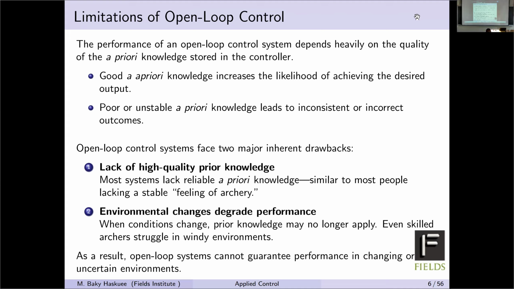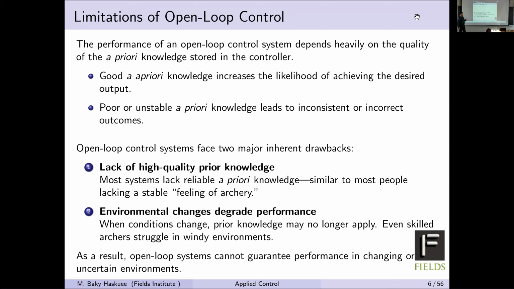So generally, because of this dependence on prior knowledge, any restriction in that will be called a drawback of this system. The lack of high quality prior knowledge is the main challenge in the open loop system.